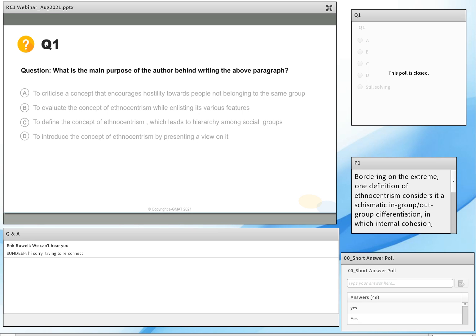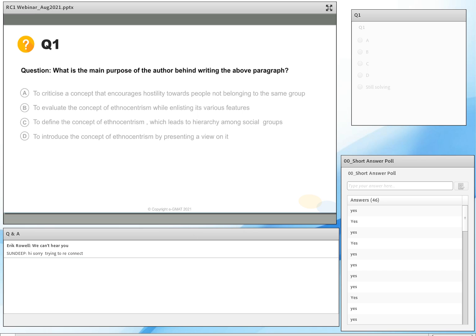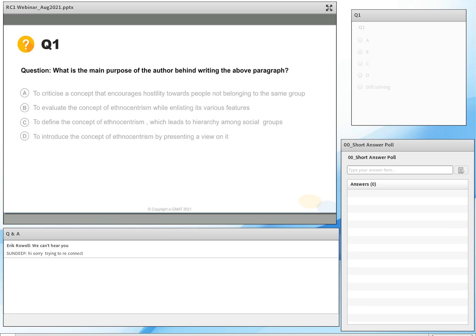Perfect. So let's get some feedback. How do you guys feel about this particular question? Let's put this here on the short answer board, guys. Let's clear this. How was this question, or rather, how was the passage? Forget the question. Let's talk about the passage. How did you find this particular passage?